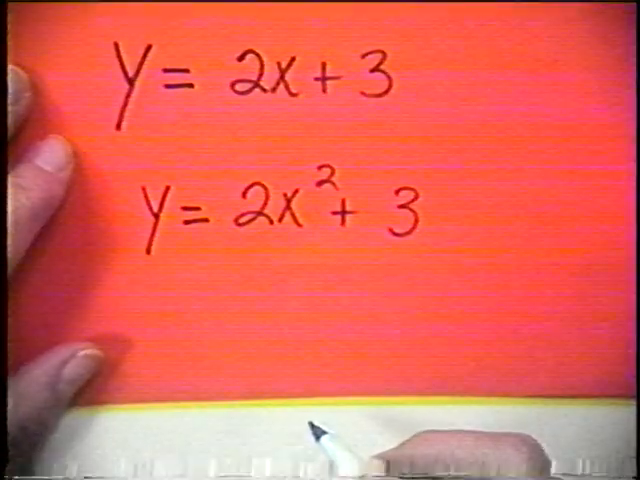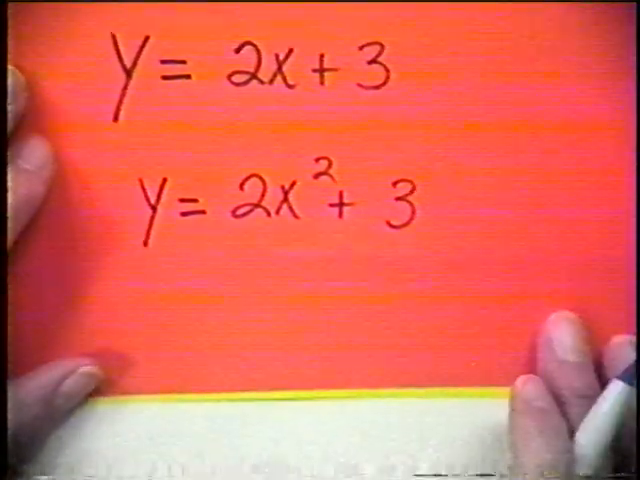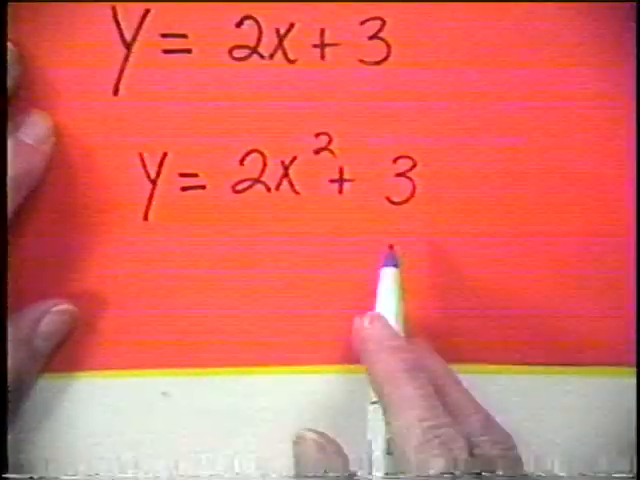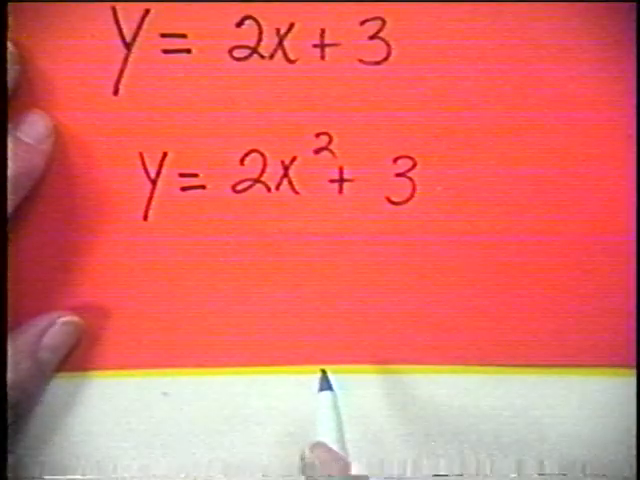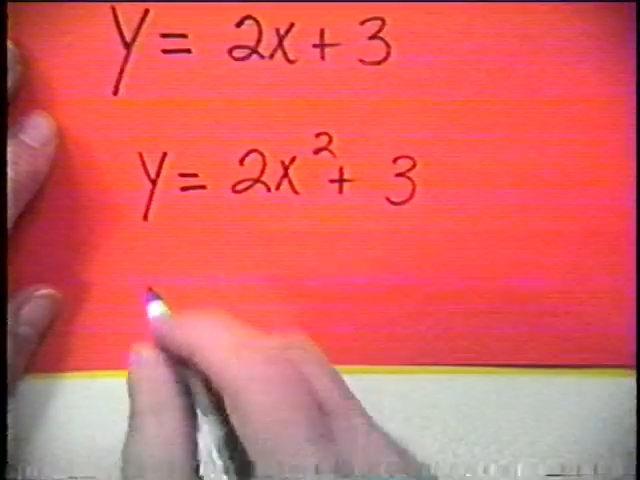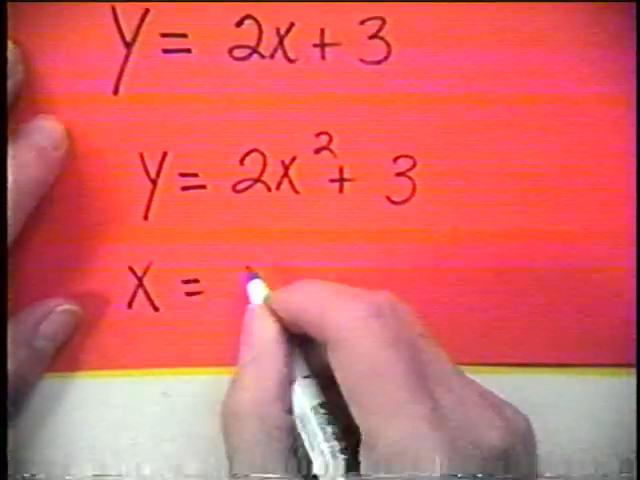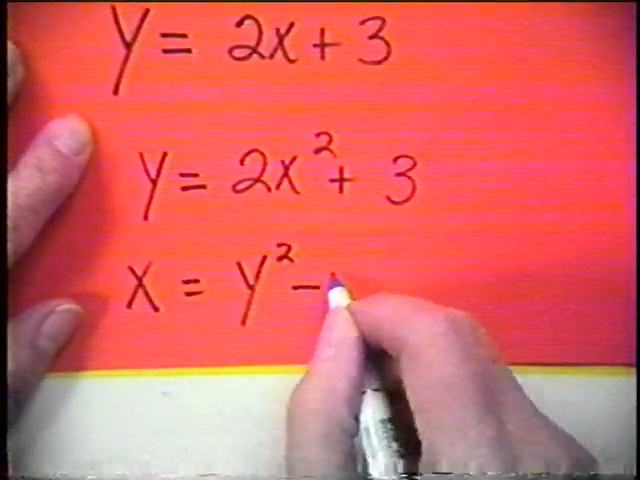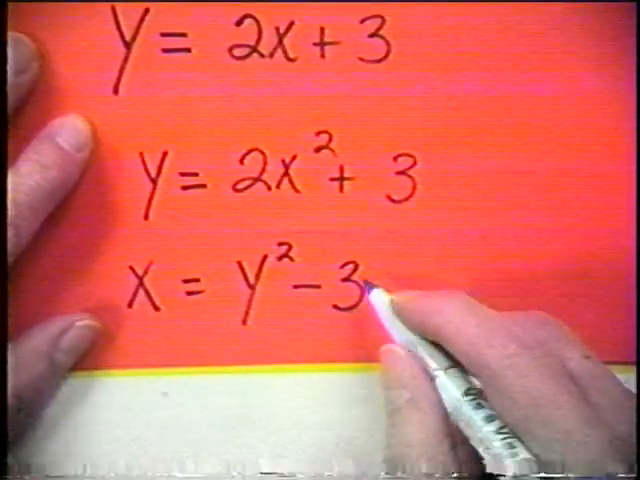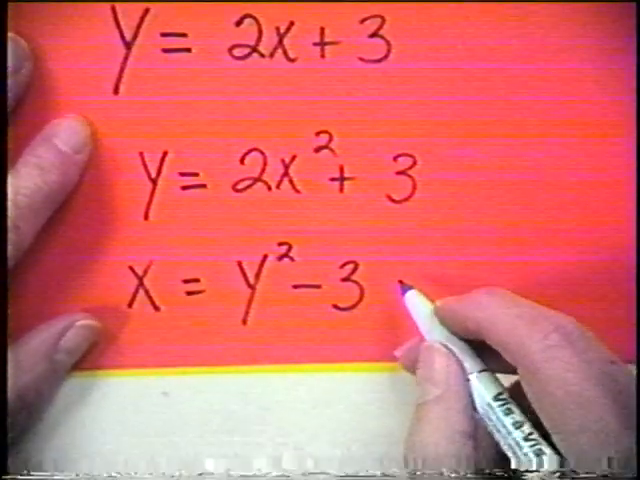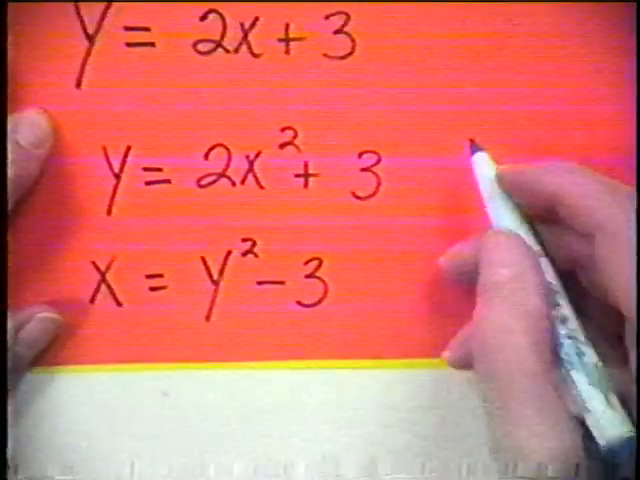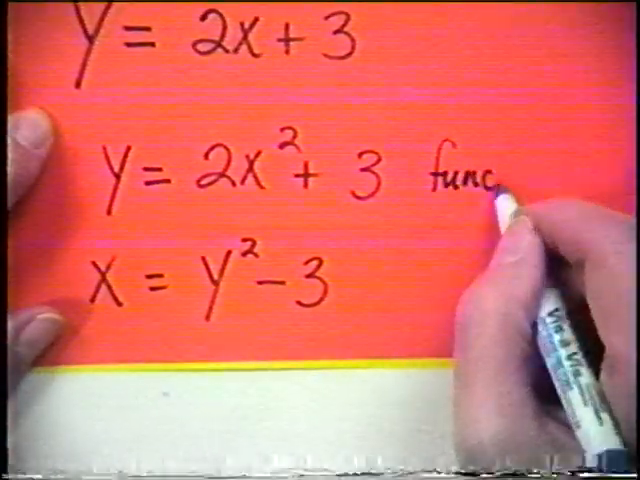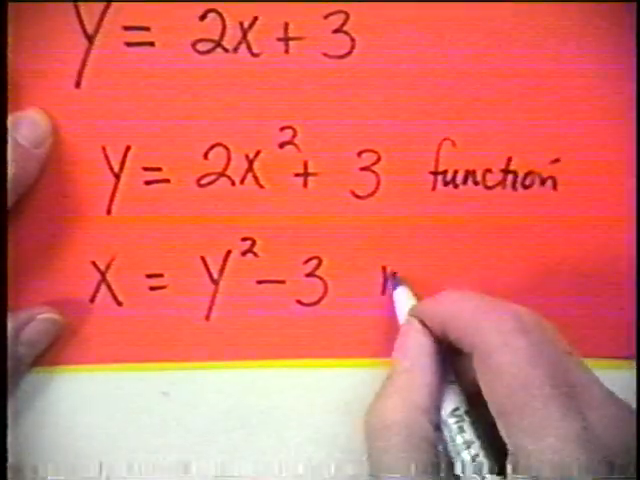Wouldn't y have to be squared too, though? Nope. Now, if I have a quadratic equation that gives me y squared, x equals y squared minus 3, whatever it happens to be, then this is not a function. They are all relations, but this one would still be a function. This one is not a function.